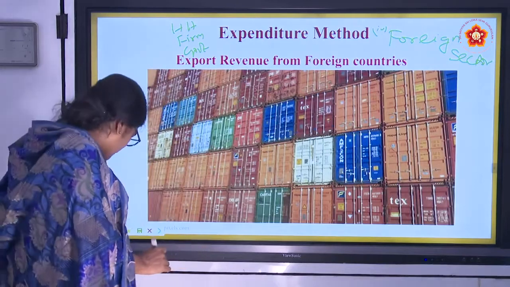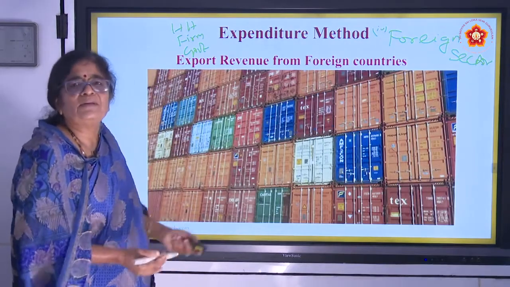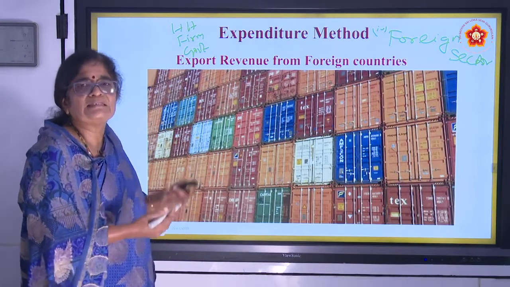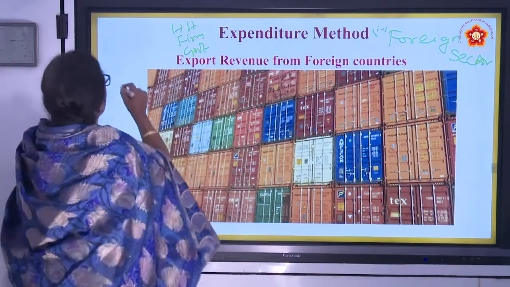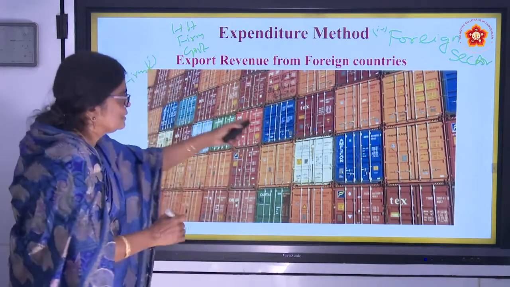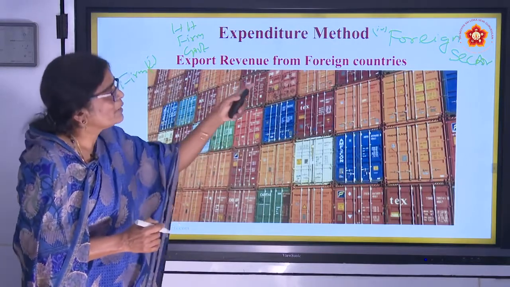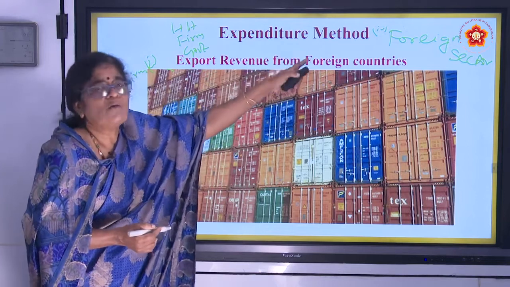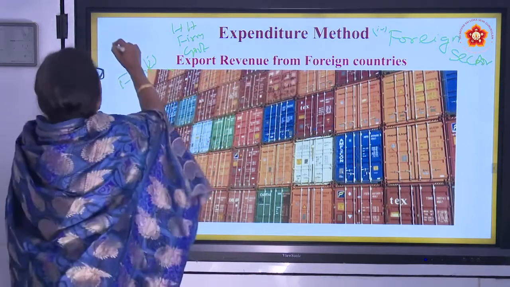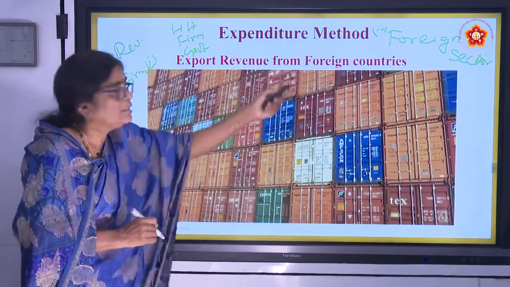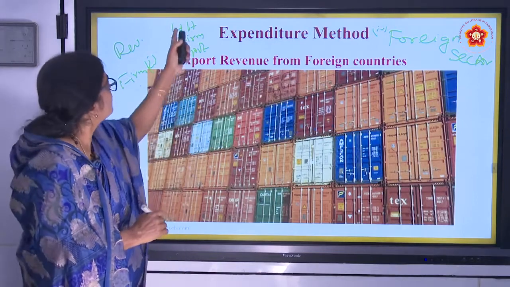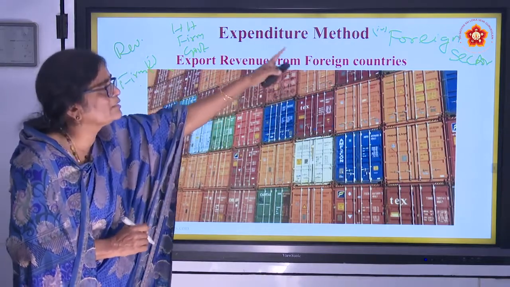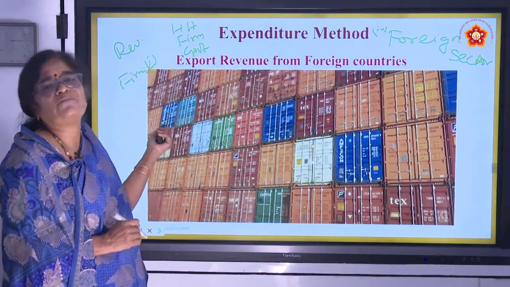For example, firm I produces consumer items, tea or spices, and also capital items, computers, equipment, iron and steel. All that we are exporting. Firm I exports. Therefore, foreigners are buying firm I products. Since this is the expenditure method, foreigners' expenditure comes back to firm I as revenue. The expenditure is done by foreign countries by buying firm I products, and their expenditure, the foreign sector expenditure, is received by firm I as revenue.